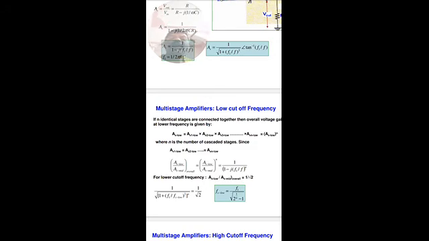AV low by AV mid is the ratio of the overall low frequency gain to the mid frequency gain. Overall it is the ratio of AV low by AV mid to the power of n, so that is 1 by 1 minus jf1 by f to the power of n. For the lower cutoff frequency, AV low by AV mid overall is equal to 1 by root 2. Therefore we can write 1 by under root 1 plus f1 by f whole square to the power of n is equal to 1 by root 2.